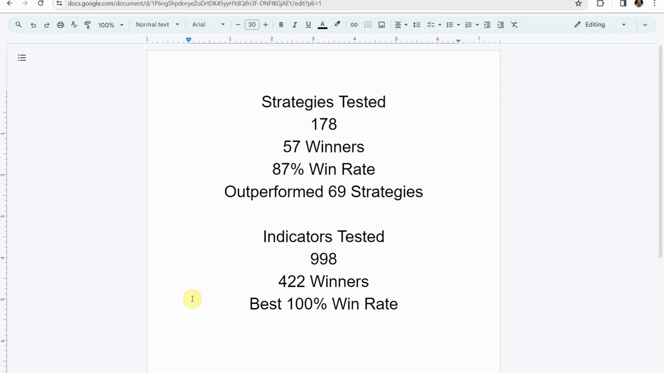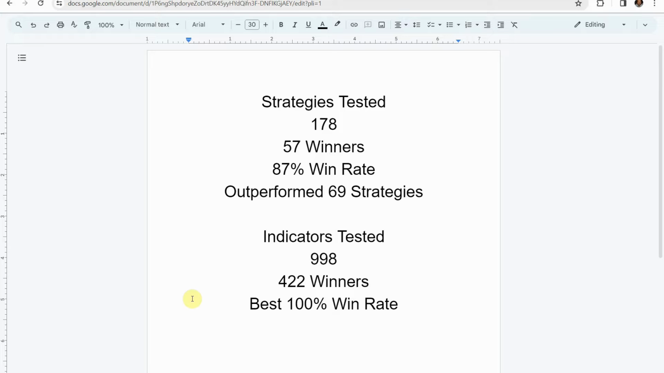All right, as I said, today we will be looking at a 5-minute crypto scalping strategy. Before we do though, I wanted to put the testing scoreboard up for everyone to see. So to date, we have tested a total of 178 different strategies, with 57 of them being winners. The best one so far was able to achieve an 87% win rate. That was achieved using the Academy of Forex indicator.